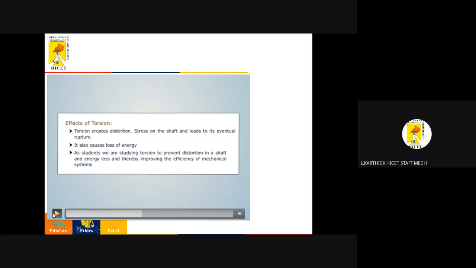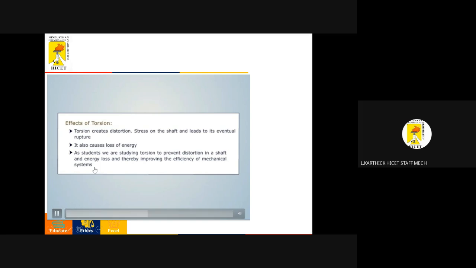Now, students studying torsion want to prevent distortion in the shaft and energy loss, thereby improving the efficiency of the mechanical system. So how can we reduce the energy loss and the distortion, and how could we improve the efficiency of the mechanical system? That is a major thing we need to discuss. These are the major effects of torsion once we start discussing torsion problems.